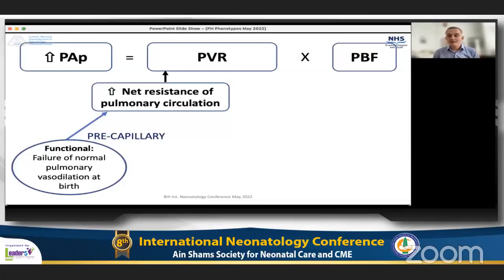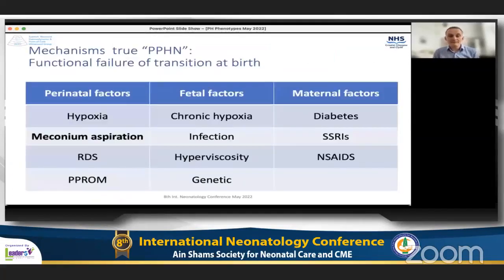Now, in the setting of this patient who had fetal distress, thick meconium at birth, the mechanism of increased pulmonary vascular resistance that we're all familiar with is almost certainly one of a functional failure of normal pulmonary vasodilatation at birth. And this is what I consider to be true PPHN, this failure of the normal transition, normal drop in pulmonary vascular resistance due to failure of vasodilatation in an otherwise normal pulmonary arteriole. And there are a number of conditions which give rise to this failure of the normal functional pulmonary vasodilatation at birth, of which you'll be familiar, and meconium aspiration is one potential contributing factor.